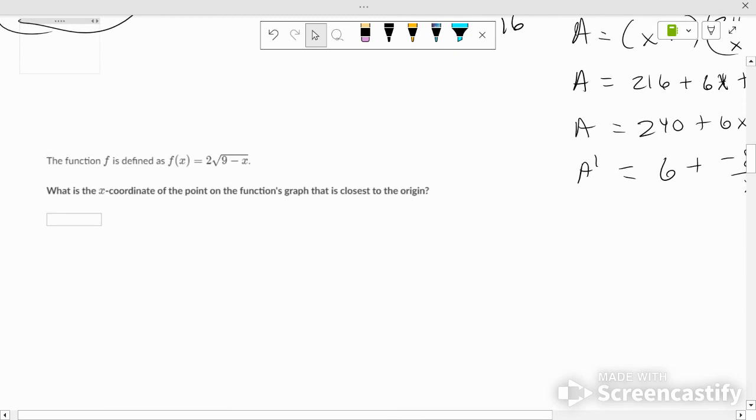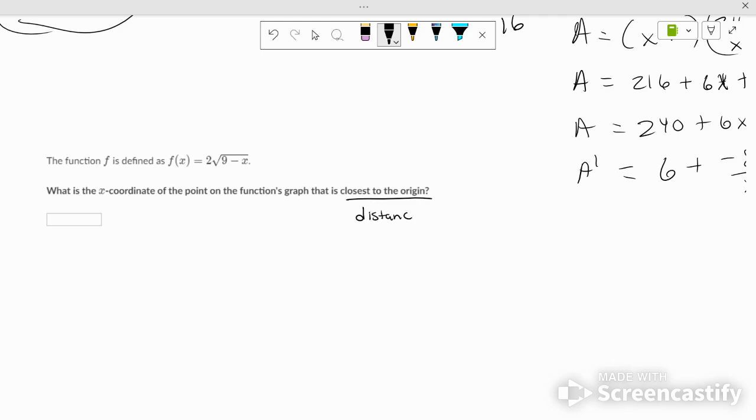All right. A function is defined as that. What is the x-coordinate of the point on the function graph that is closest to the origin? So here, we're talking about closest to the origin is how far it is from the origin. How far something is: distance. Okay? So the origin is here. The distance is here. The distance formula can be used, or the Pythagorean theorem can be used.